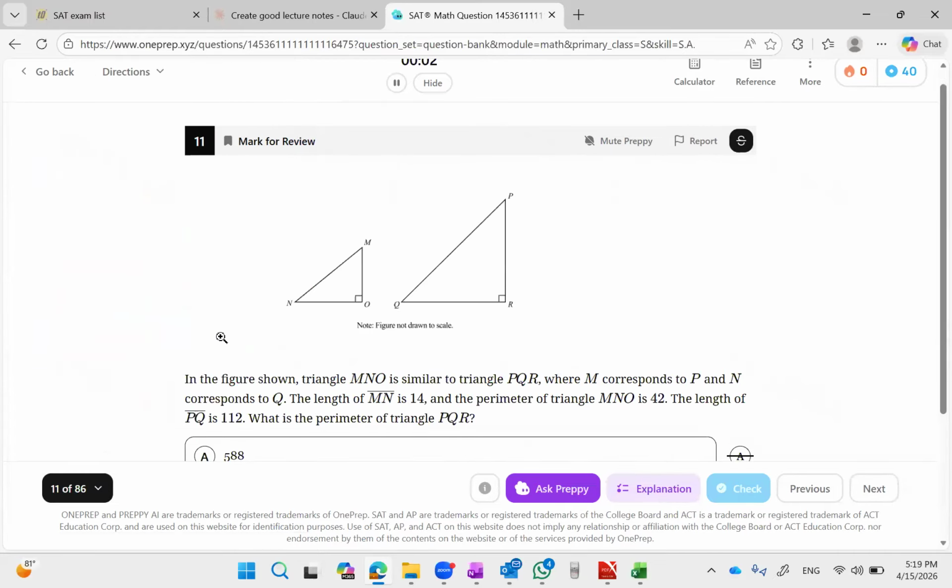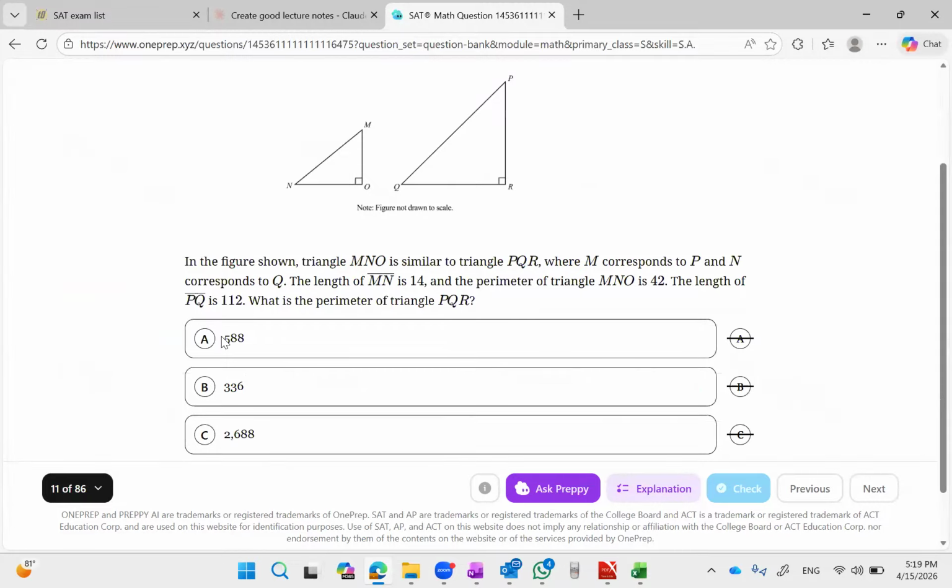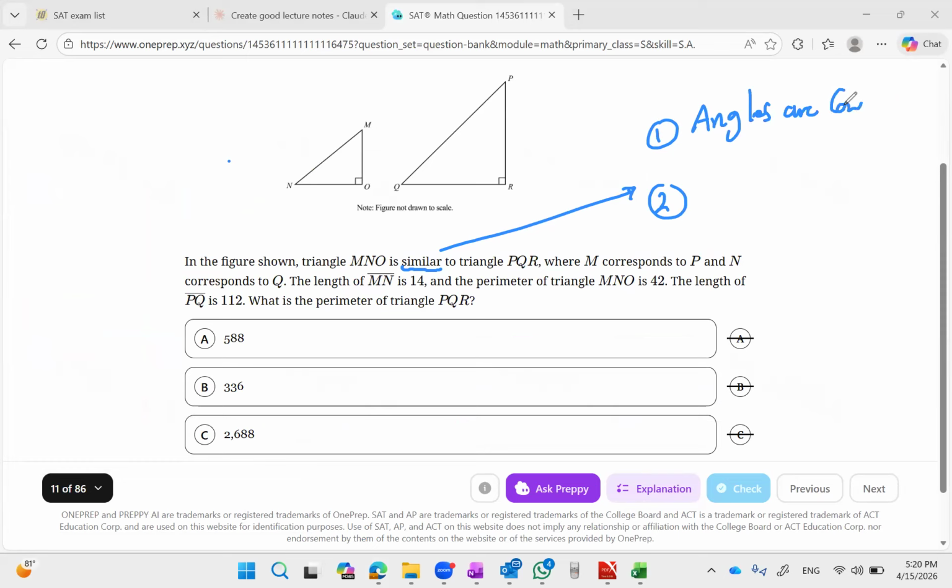Question number 11. I have two triangles which seem to be similar. And they have the same angle? Yes, very good. Similar means two properties. The first one, angles are congruent. Second one, sides are proportional. And proportional means they have the same scale factor. For example, if this side is 2 and this is 4, so this is 3, this is 6, which is double, or multiplied by 2.